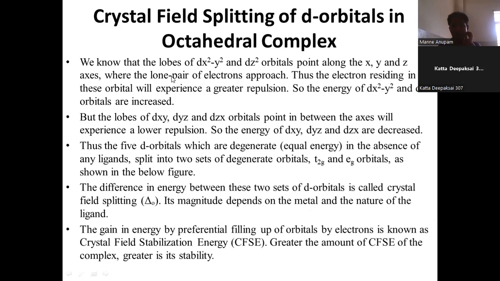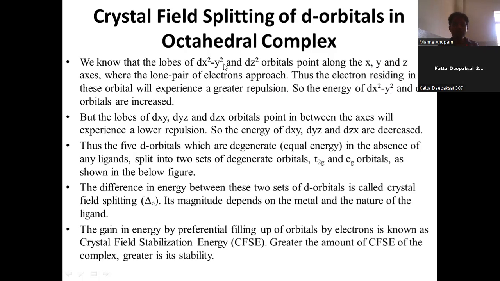Now here in this slide, we can see that the lobes of dx square minus y square and dz square orbitals point along x, y, and z axis where the lone pair of electrons approach. Thus, the electron residing in this orbital will experience a greater repulsion. So the energy of dx square minus y square and dz square orbitals are increased.